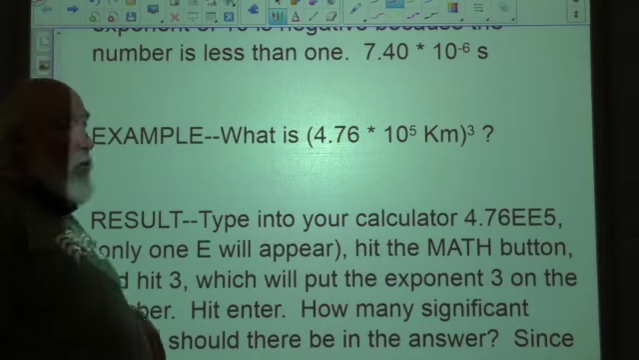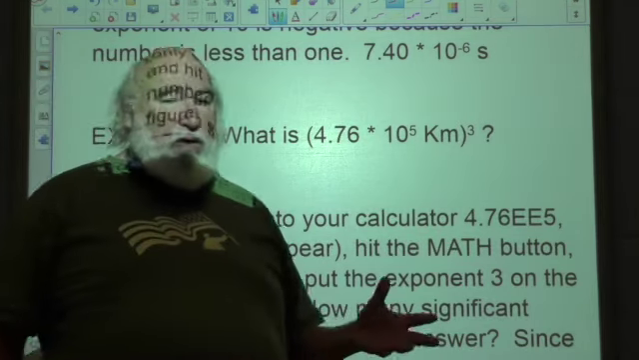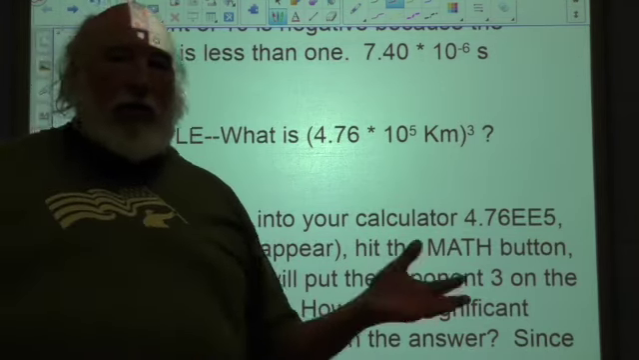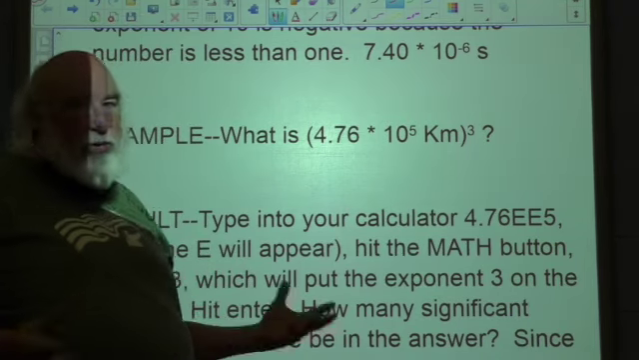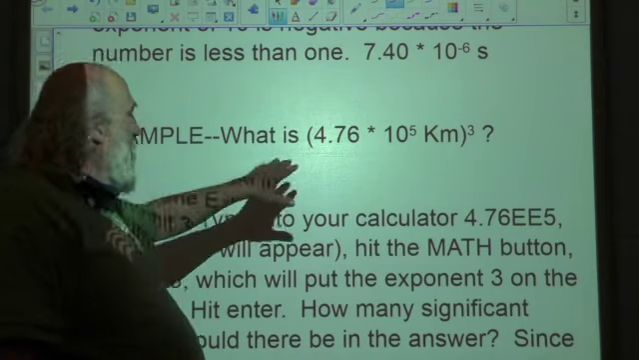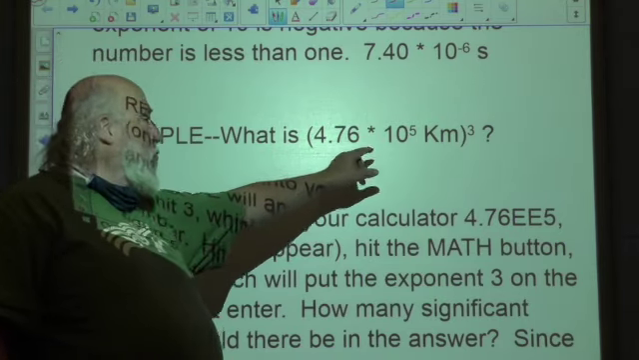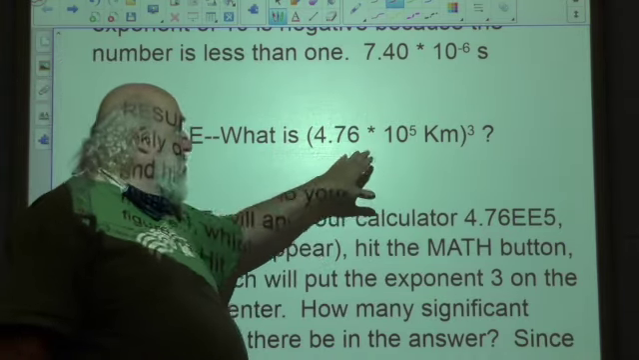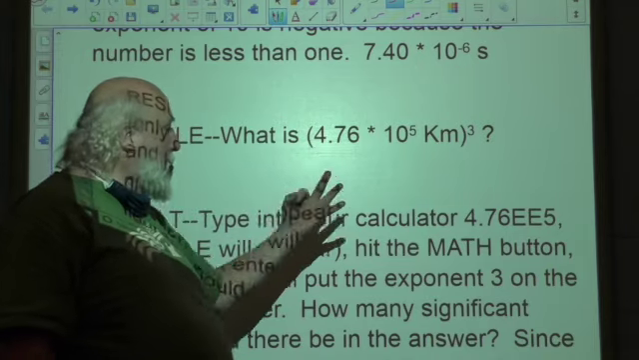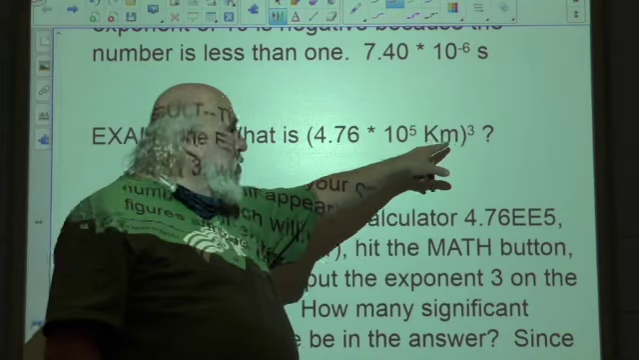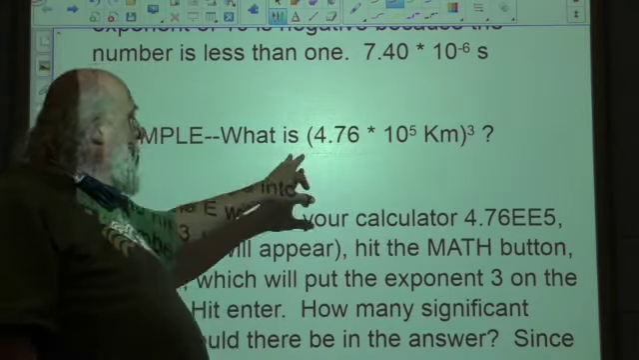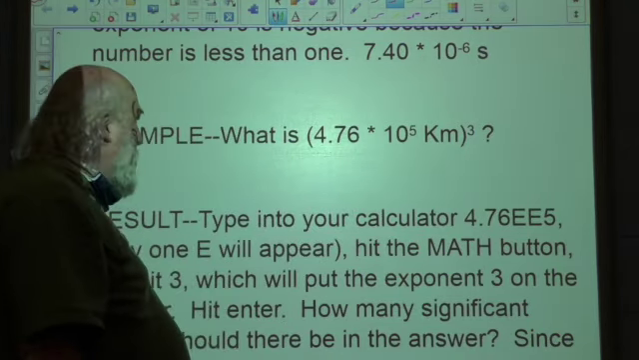Now, in working with calculations involving scientific notation, it's no different than working with any number, in that we have to adhere to the rules of significant figures. This number here has 3 sig figs. We don't look at this for significant figures. This is the only number we looked at. It has 3 sig figs. When we take this whole number to the third power on our calculator, we have to end up with 3 significant figures.